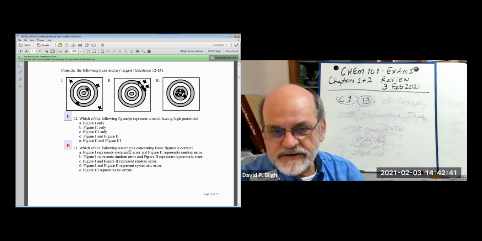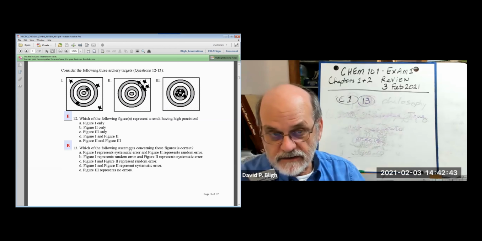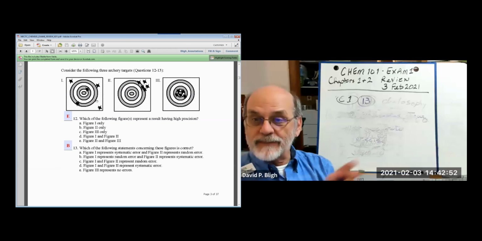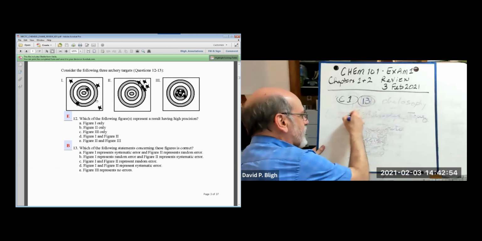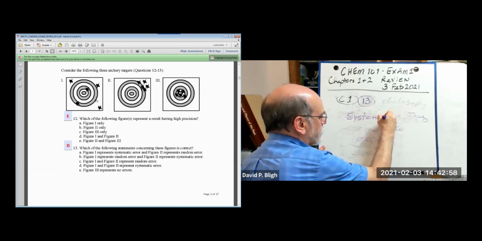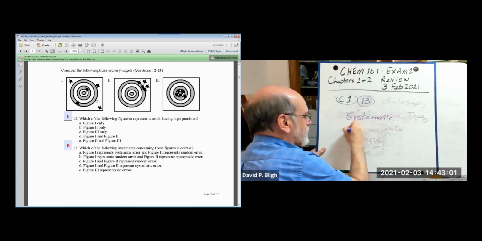Figure 1 represents a systematic error. No, it doesn't, because you have no precision there. That's what we call random error. So you have two types of error. You have systematic error, and you have random error.